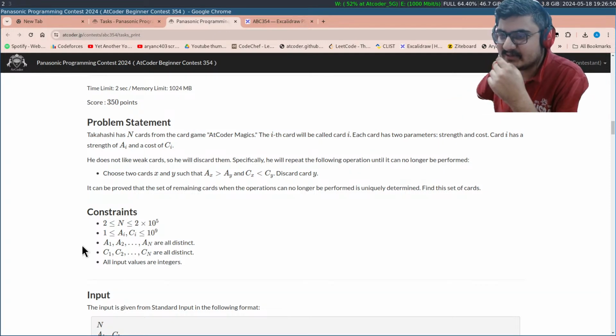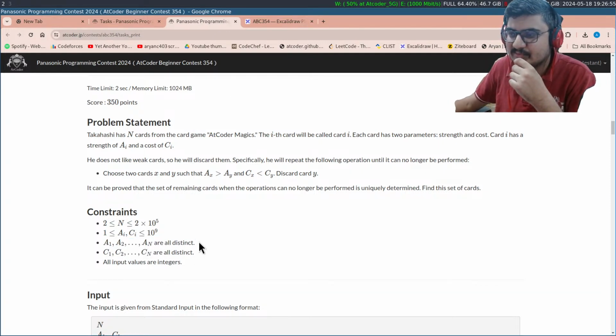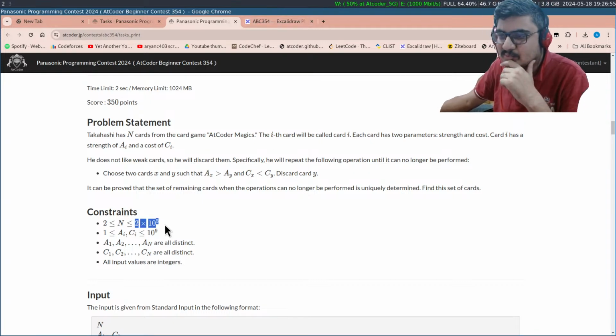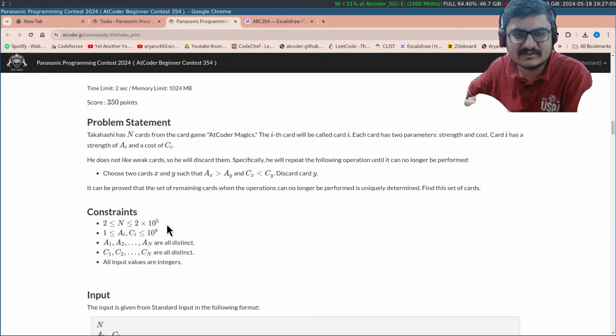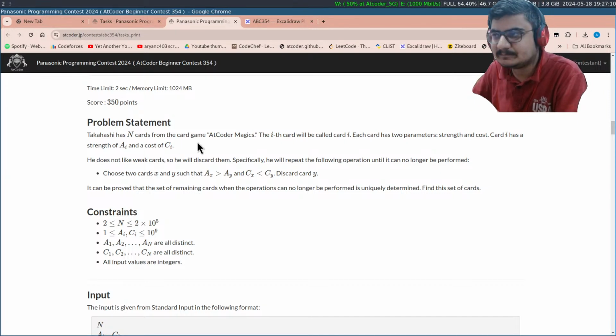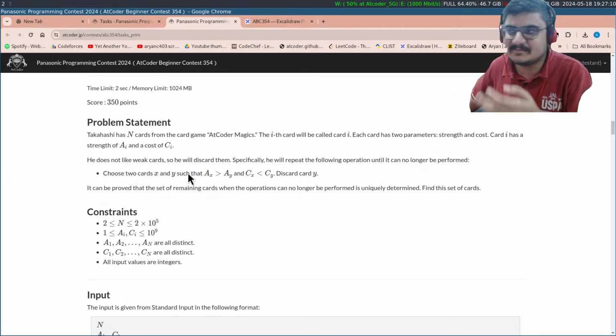Also note that A_i and C_i are distinct here. N is up to 2e5. Had N been up to 100, we would have run an order N squared brute force solution comparing each pair of cards, and if some card is weaker than any of the cards we would have just ignored that card. And because N is up to 2e5, we need something smarter.